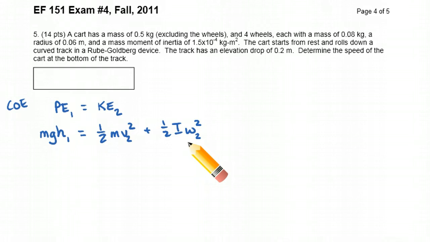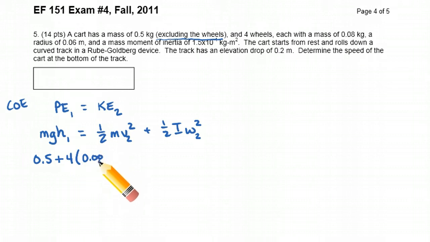Potential energy is easy. We have the mass of the cart. Now this is a hint here, excluding wheels, we're going to have to factor in the wheels because they're also translating as well as rotating. So we're going to write our mass as 0.5 plus 4 times 0.08. So that's our total mass in kilograms. G, of course, is 9.81.